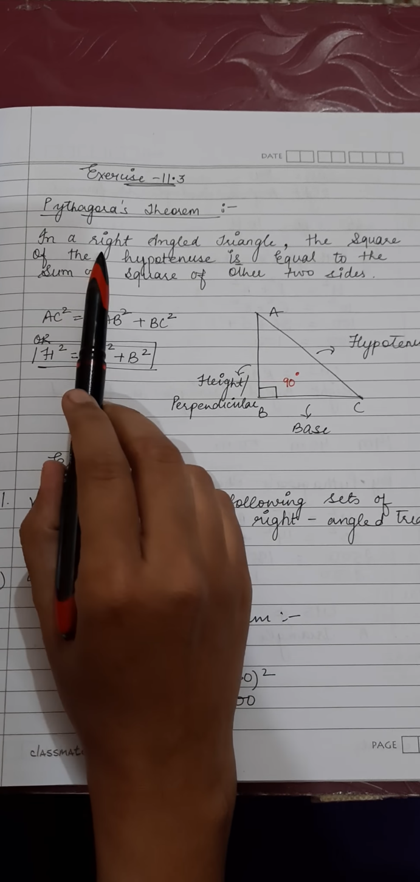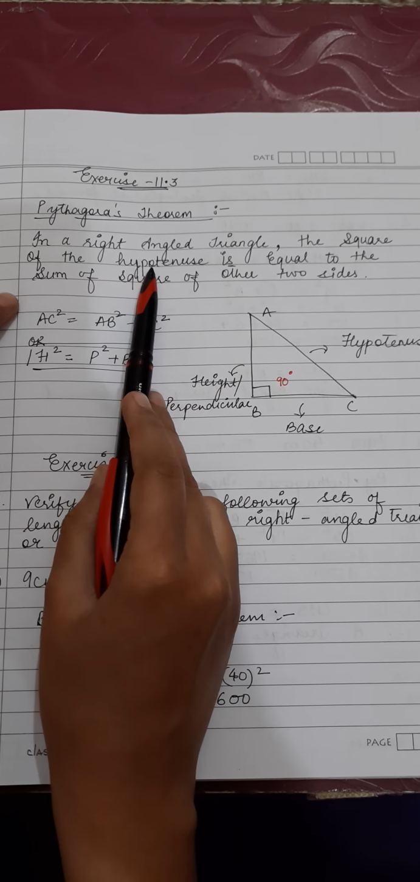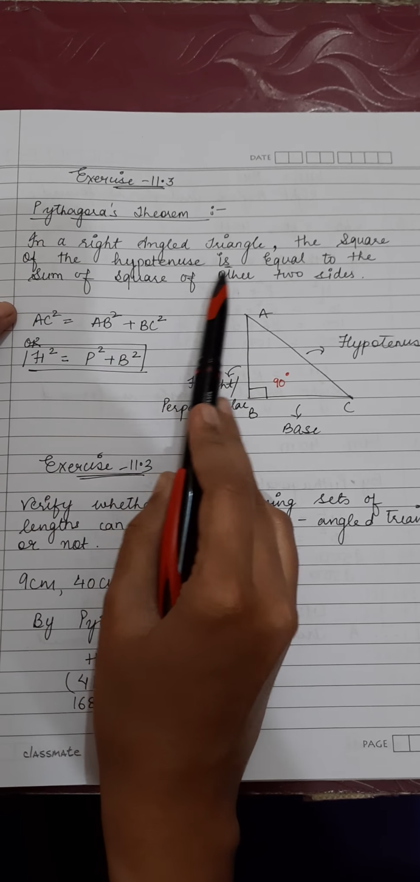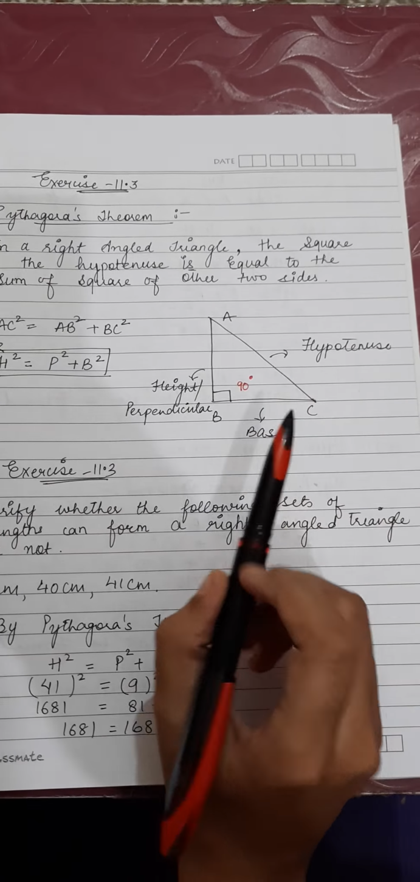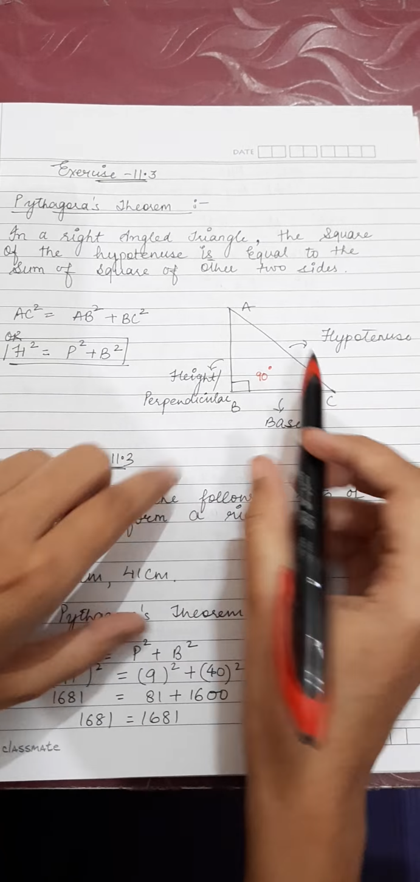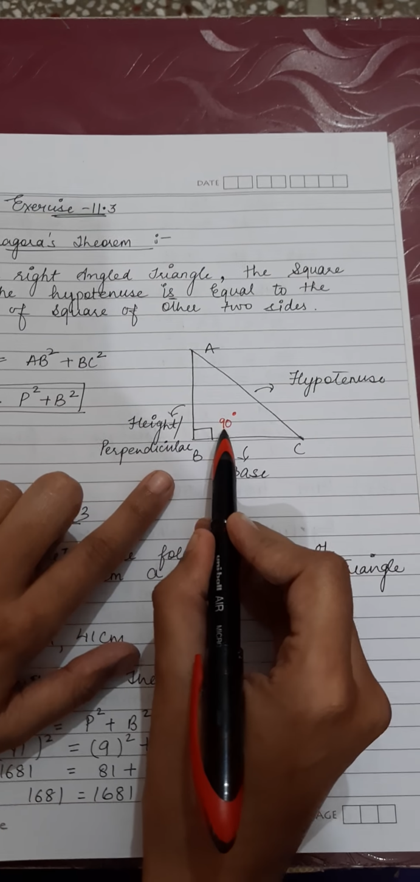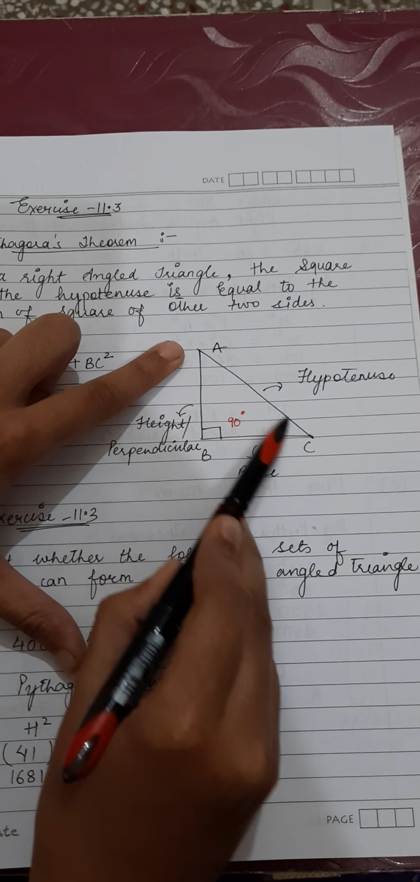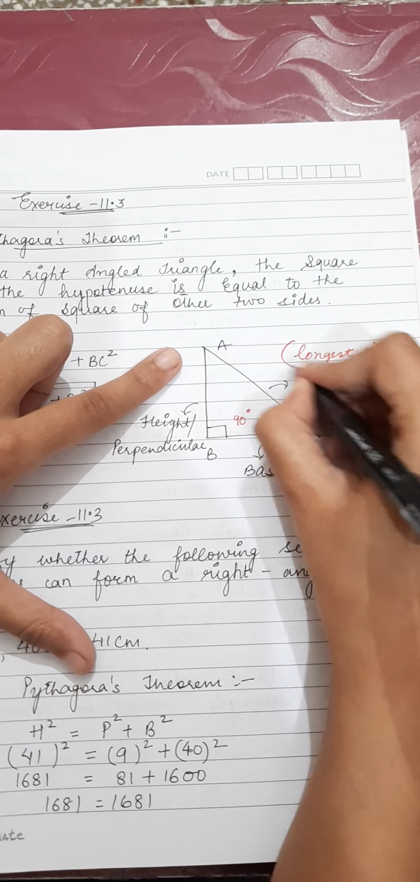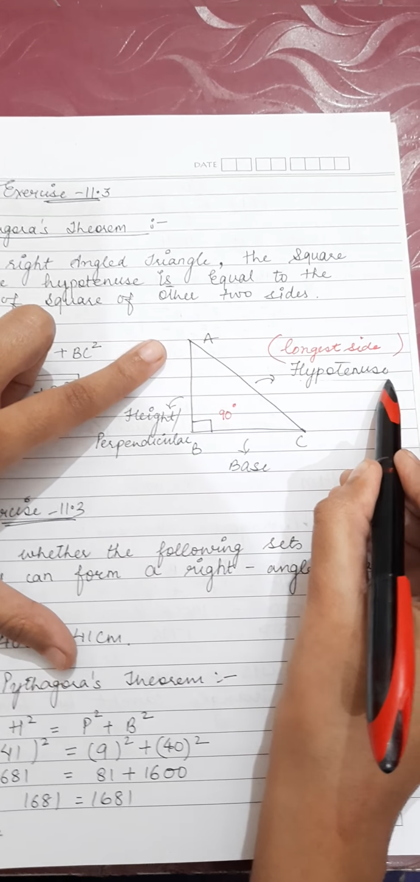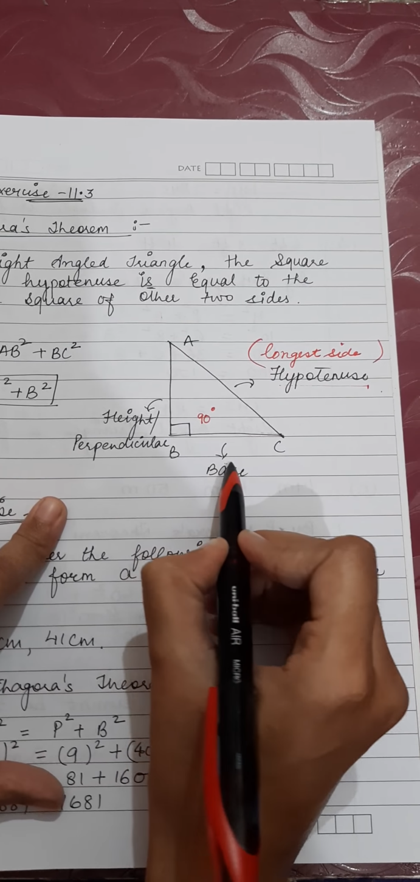Now let us see what the Pythagoras theorem states. In a right angle triangle, the square of the hypotenuse is equal to the sum of squares of the other two sides. Before this, you should know what is a hypotenuse, what is the base, what is the height in this triangle. In this right angle triangle, this AC is the longest side. This is the longest side of the triangle, and the longest side is called the hypotenuse. Then this one is called the base.